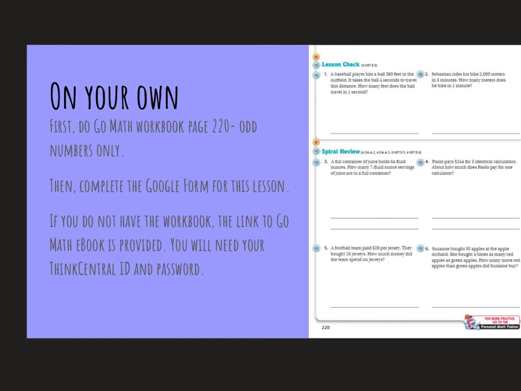Now it is your turn, boys and girls. I want you to go to your Go Math workbook and do page 220. Just the odd numbers, 1, 3, and 5. Then you have a Google Form in your Google Classroom under Classwork. Once you have done the 3 problems, go on and fill in the Google Form.